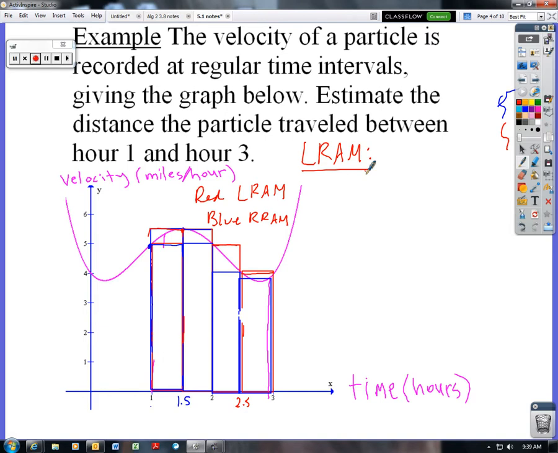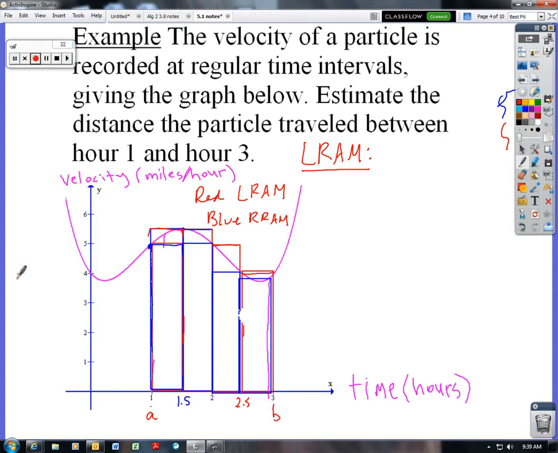The first thing you need to do, or the simplest thing to do, is to figure out the widths of your intervals. Now on this problem it's pretty obvious that it's 0.5, but there is a formula you can use if it's more complicated. We're finding the area from 1 to 3. Think of 1 as your A and 3 as your B. So we're on the interval from A to B.